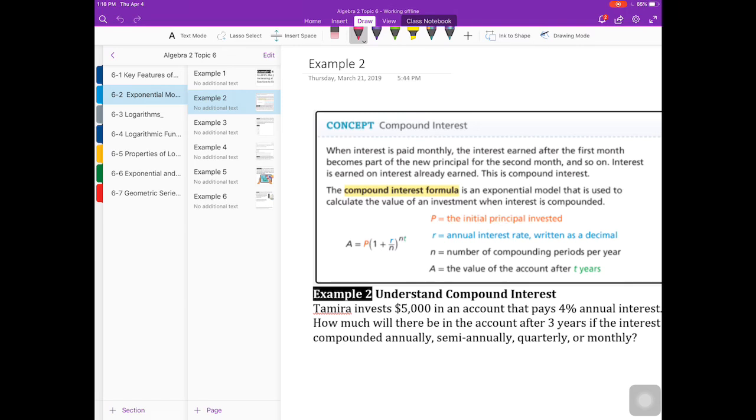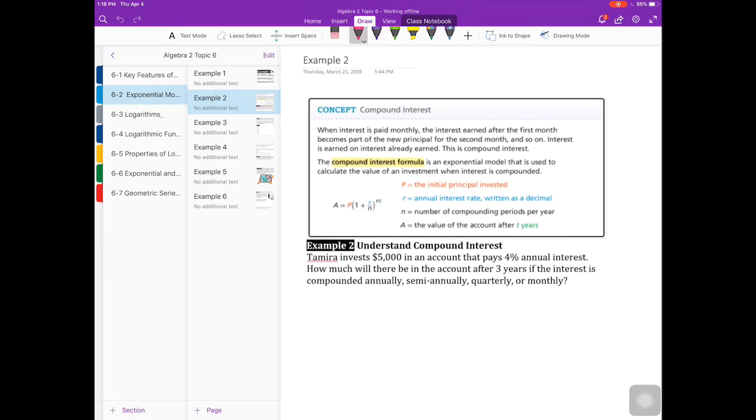All right. Our next example is talking about compound interest. Compound interest is a little bit interesting because you're adding interest on top of interest. If you did it annually, then you're just getting paid interest once a year. But if you're doing it monthly or quarterly or semi-annually, then that interest is adding up more and more over time because you're doing it more frequently.